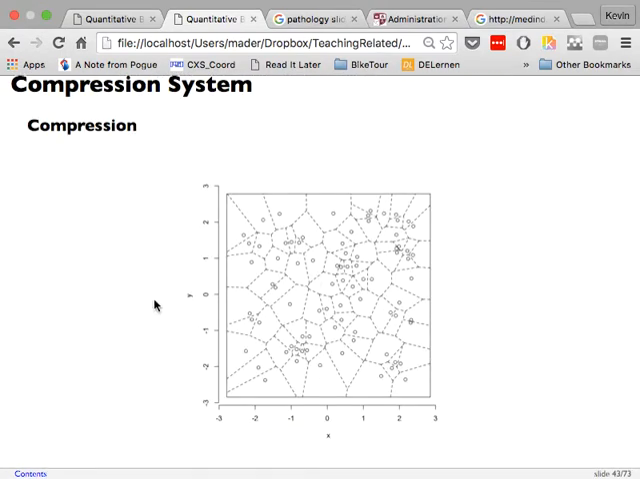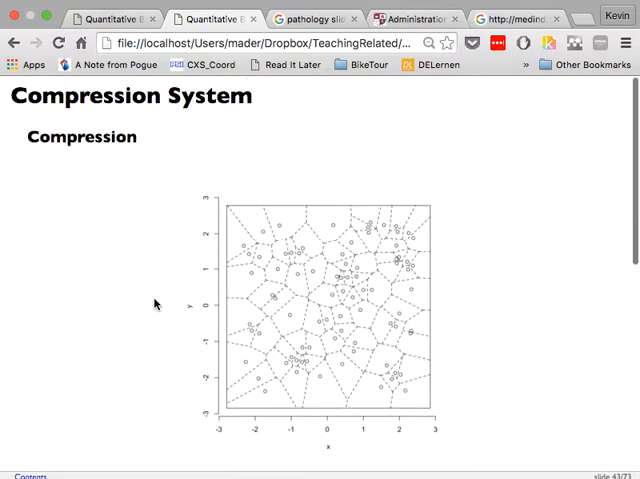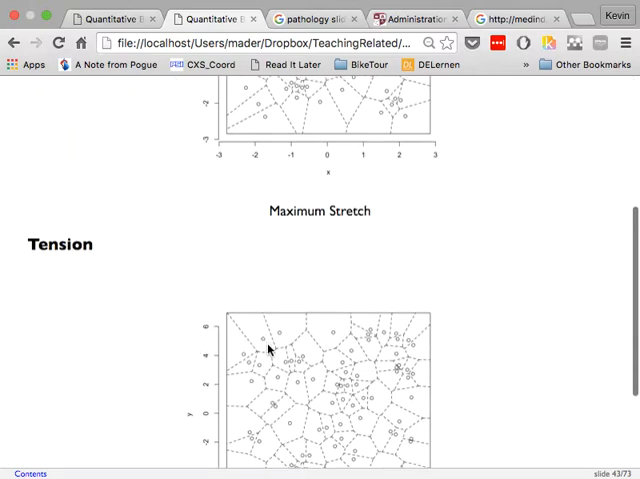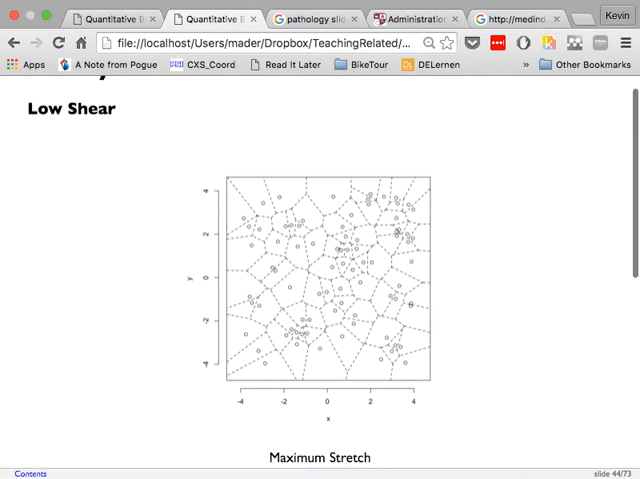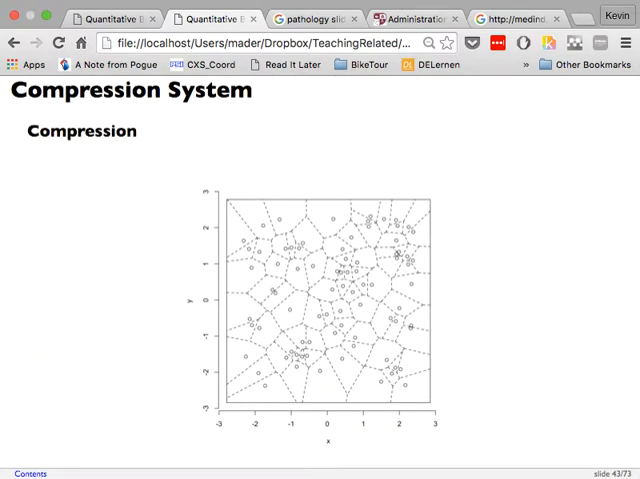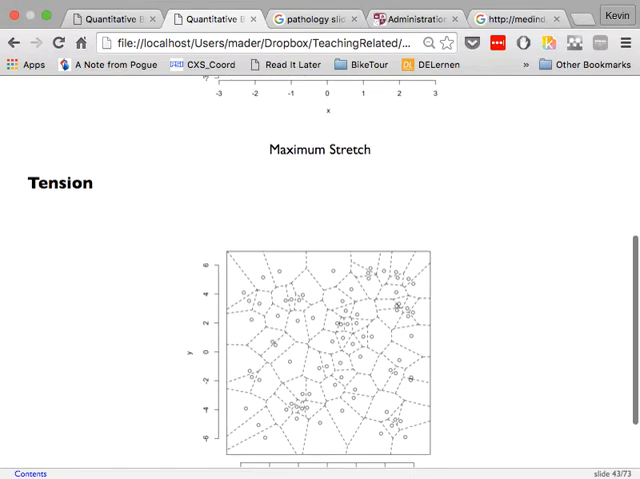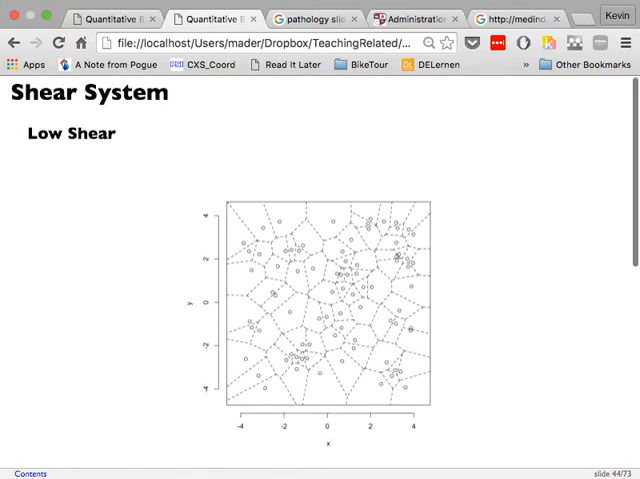So now we can do the same sort of analyses that we've done before with these random systems, and we can apply something like compression to them. So we have our system before, and so this is the system under compression, and this is the system under tension. So this is when you stretch it out, and this is when you shrink it down. This is the system with low shear.